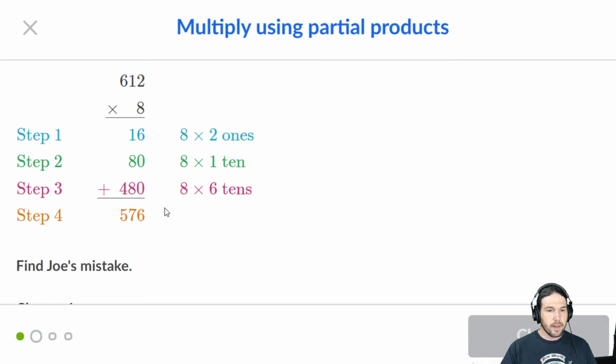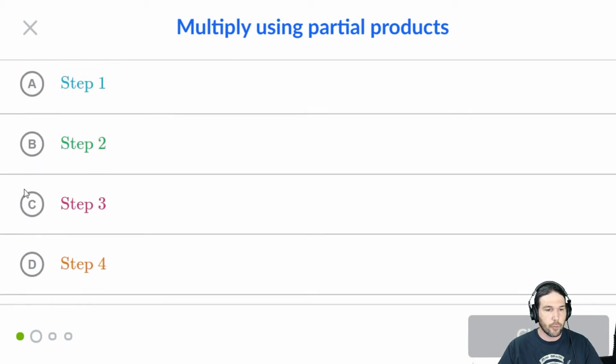And then 8 times 6 tens? No, that should be 8 times 6 hundreds. This person is making a very similar mistake to what I made. I made them into ones instead of tens, which is why I got 63 instead of 630. Whereas in this case, instead of 60s, it should be 600s. So Joe's mistake is in step 3.